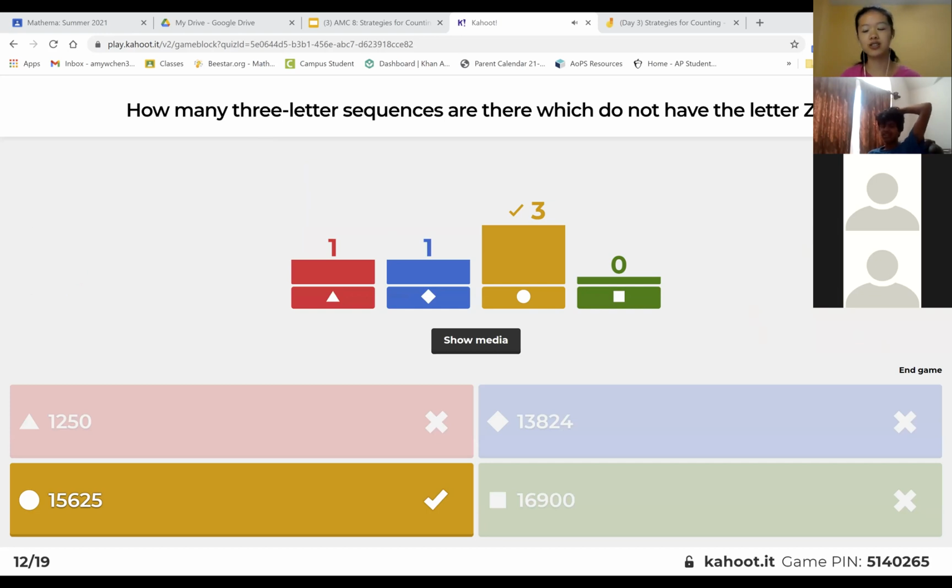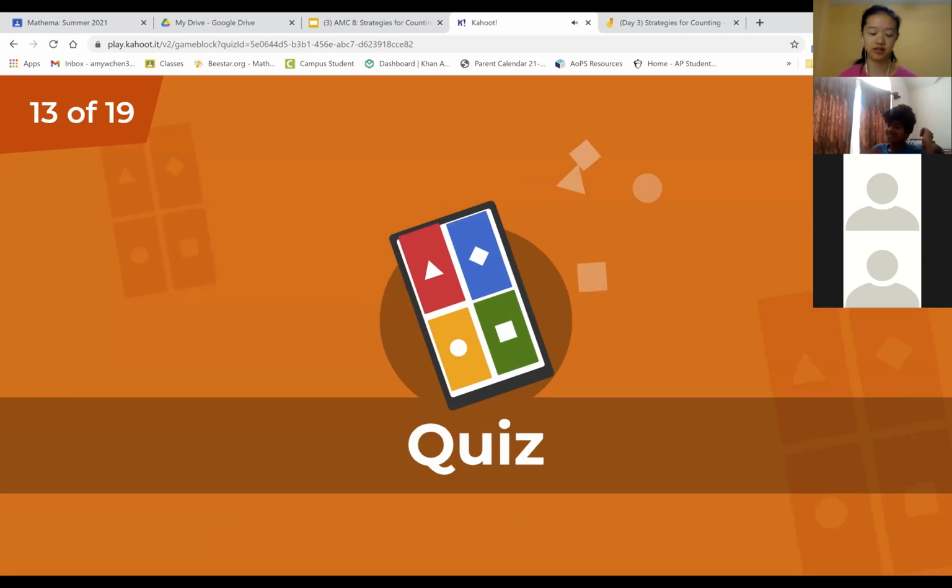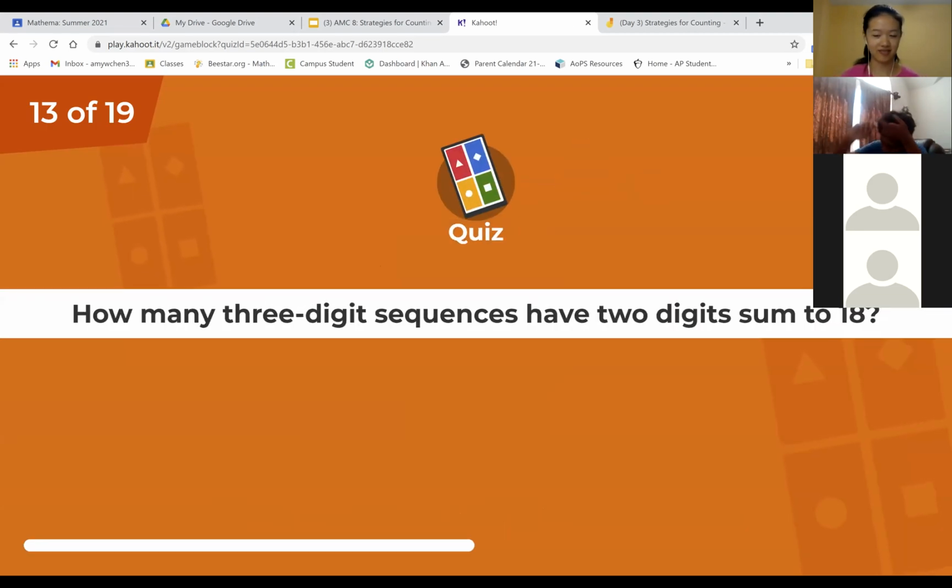3 letters, there's only 25 choices for each letter, since normally there'd be 26 choices. It's 25 cubed.